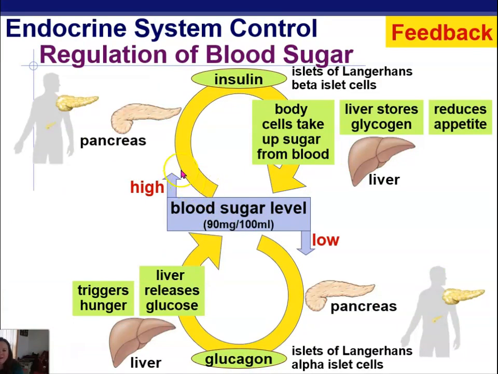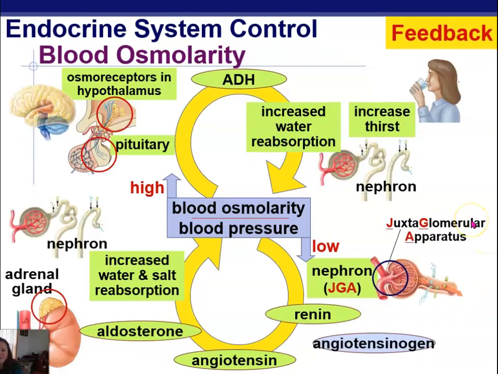Blood sugar's too high, and so the pancreas releases insulin, and then that goes out and causes body cells to take up sugar. It causes the liver to take that sugar and store it as glycogen, reduces your appetite, and everything goes back to normal again. If your blood sugar's too low, your pancreas will release a different hormone called glucagon, which then causes cells to release sugar, triggers hunger, causes the liver to release glycogen, till everything's back to normal again. Again, negative feedback, a nice way to regulate things.